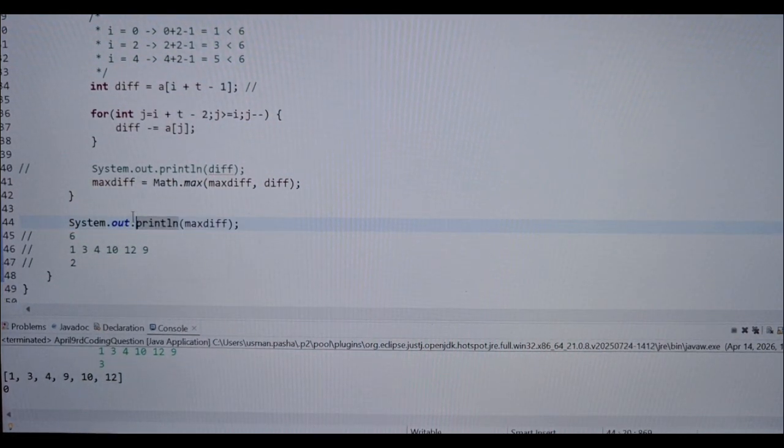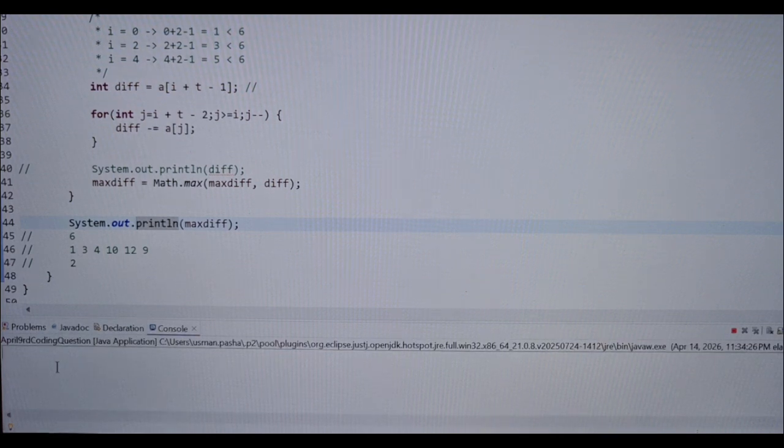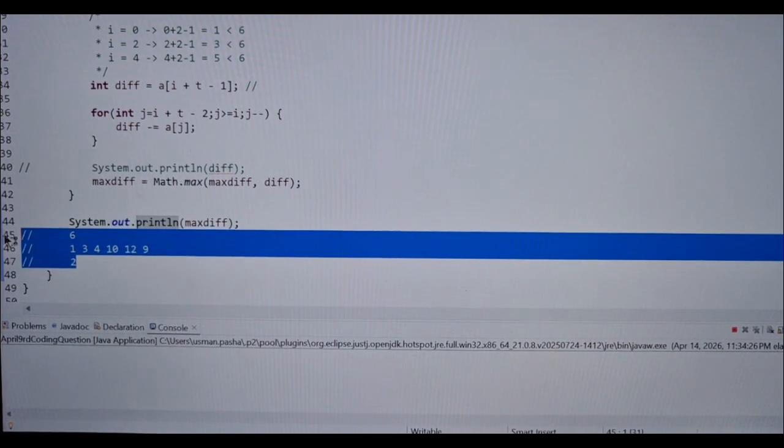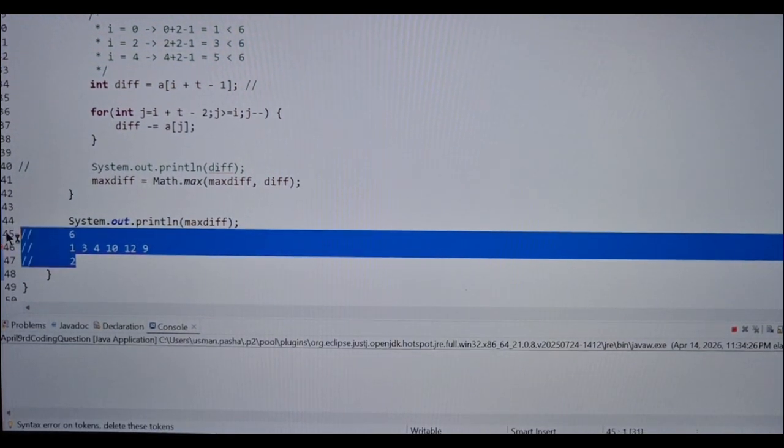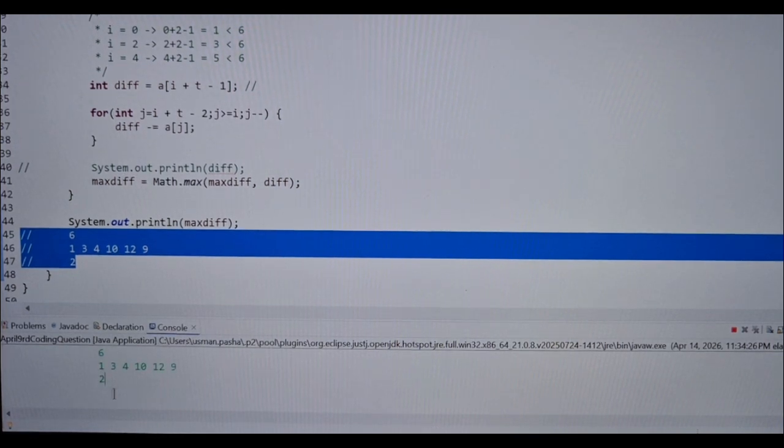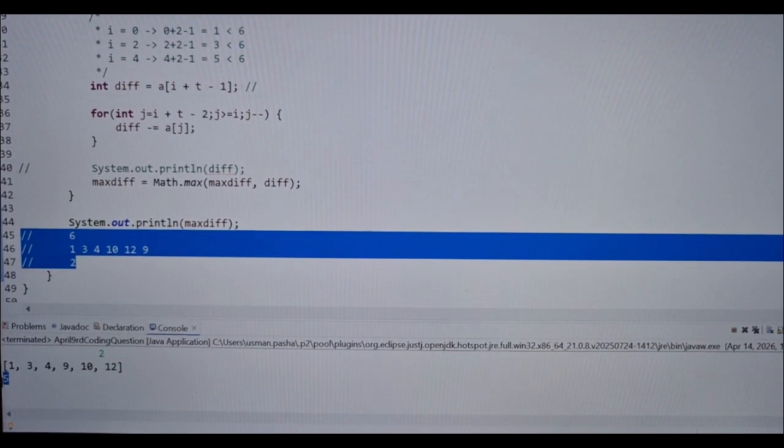So I will run this test case once. Control C, control V, enter. See, the maximum one will be 5.